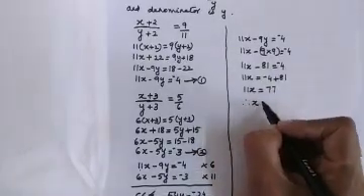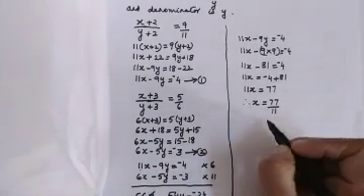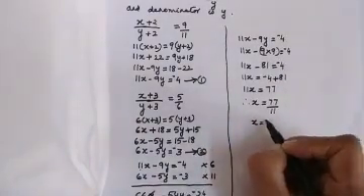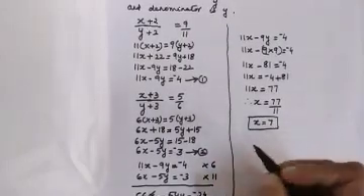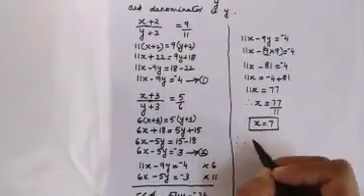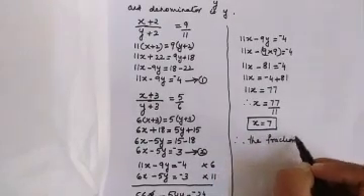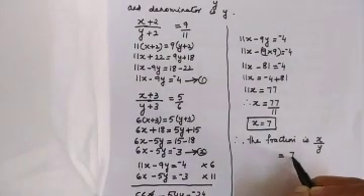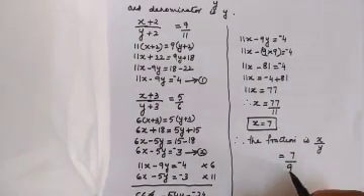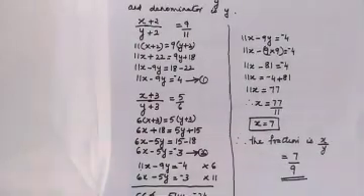Therefore, x equal to 77 by 11. 77 by 11 is 7. So you have got the value of x. You have got the value of y also. Therefore, the fraction is x by y, where x is 7 and y is 9. So the required fraction is 7 by 9.